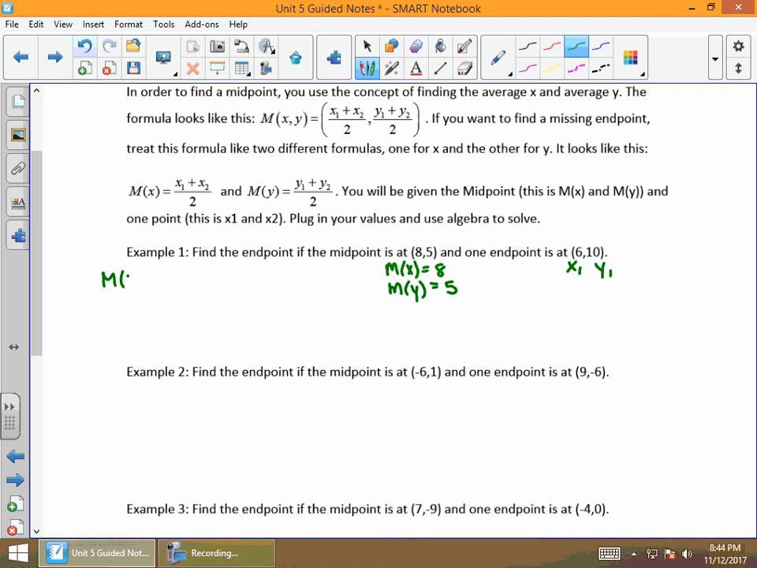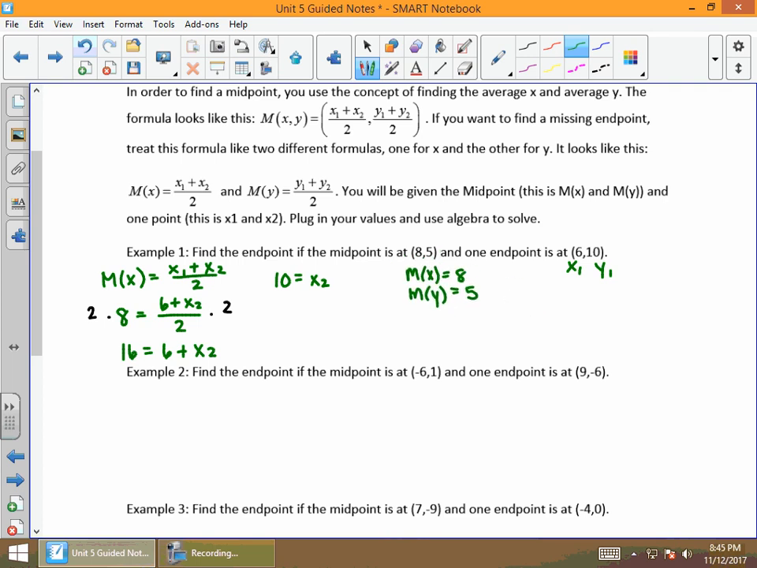I know that the midpoint for x is x1 plus x2 all over 2. Well, I just looked. The midpoint for x is actually 8. x1 is 6, plus x2, over 2. Well, to solve this for x, the first thing I want to get rid of is that whole big divide by 2. So I'm going to multiply both sides by 2. So 8 times 2 is 16, equals 6 plus x2. And now get x2 by itself by subtracting 6. So 16 minus 6 is 10, which is x2.